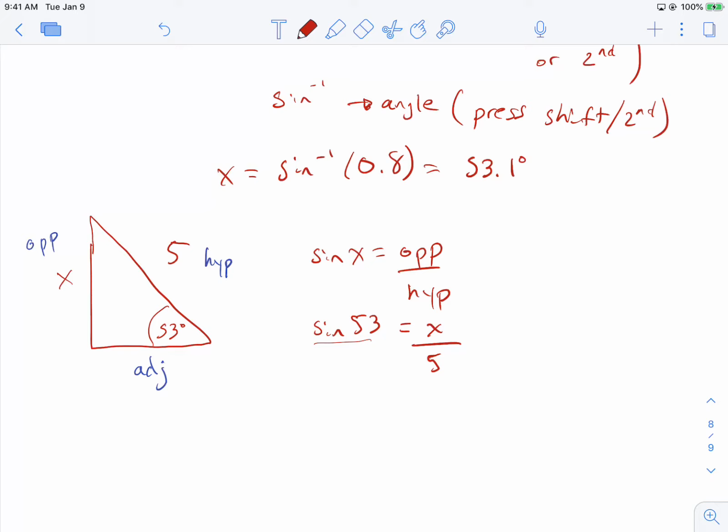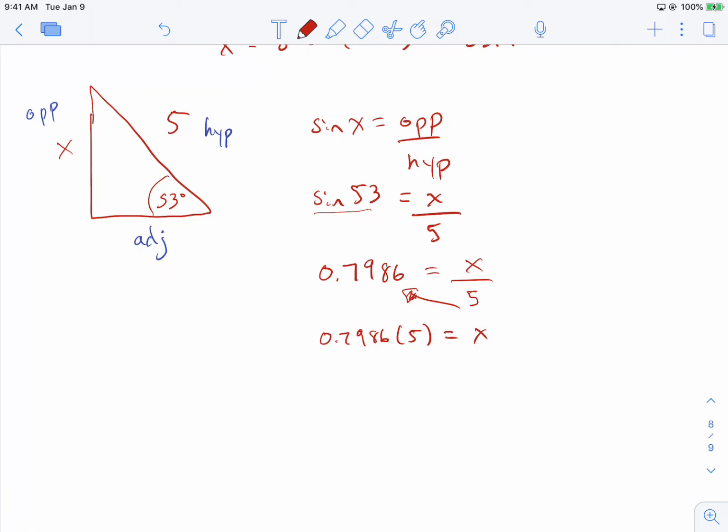So when I do that, I get sine 53 equals 0.7986. And that equals x divided by 5. Okay, now I'm free to bring that up and multiply it by 5. So I get 0.7986 times 5 equals my x. And that gives me about 4, equaling my x value.